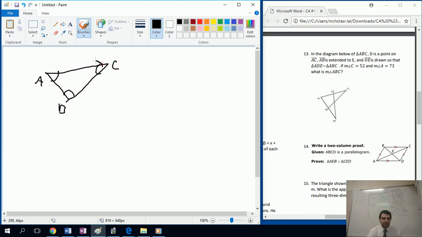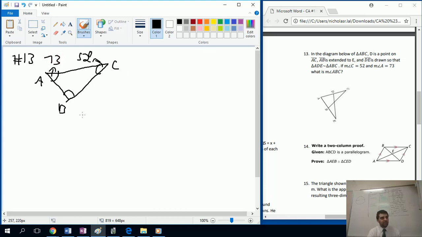C, that measure is 52. This is problem 13. So that's 52 degrees. That is negative 13 degrees. I'm sorry, I'm very sorry. Measure of angle C is 52. Measure of angle A is 73 degrees. What was I thinking? Measure of angle A is 73 degrees.